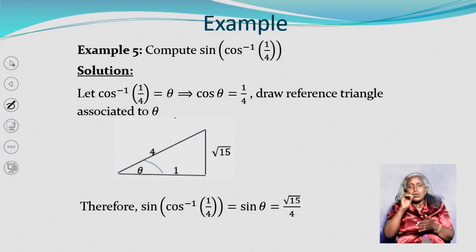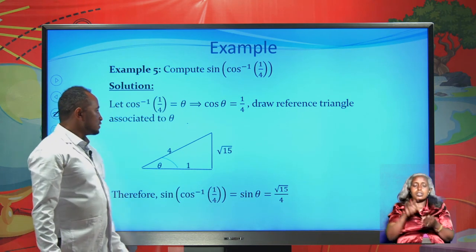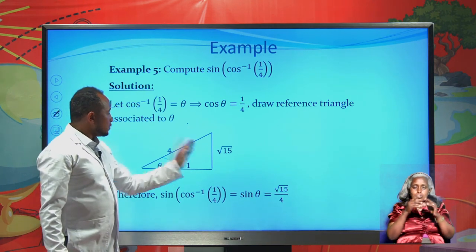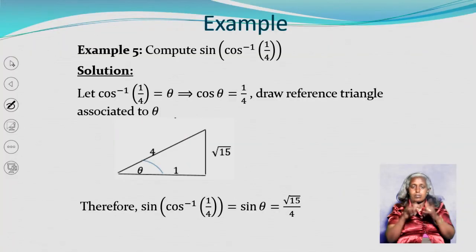So from this, cos inverse of 1 over 4 is theta, and we want sine theta. Therefore, sine theta is equal to opposite over hypotenuse. So it is root 15 divided by 4. This will be the final answer.